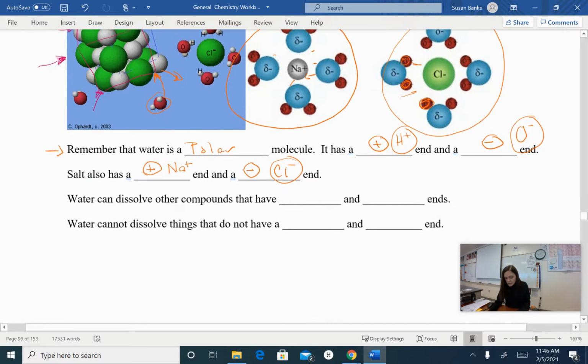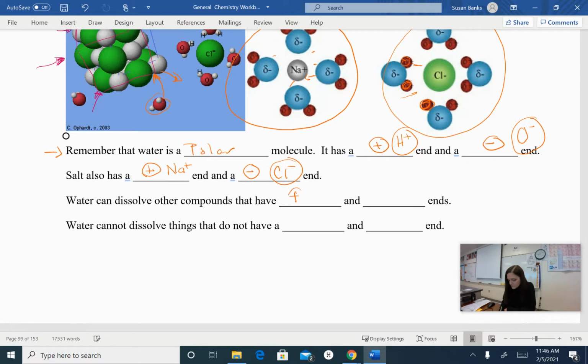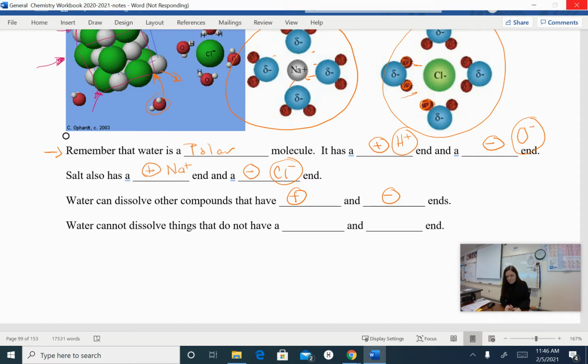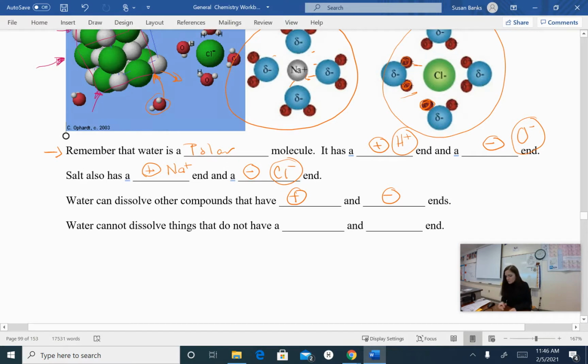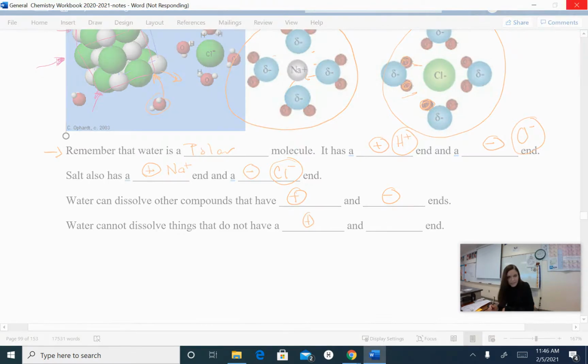So water can dissolve other compounds that also have a positive end and negative ends. So basically, water can dissolve polar things or ionic things. As long as I have poles, positive and negative ends, water can get in there and dissolve there. But water cannot dissolve things that do not have a positive end or a negative end. Because if I don't have poles on that molecule, there's nothing on that molecule for water to be attracted to. Okay? So water cannot dissolve things that do not have a positive and a negative end.